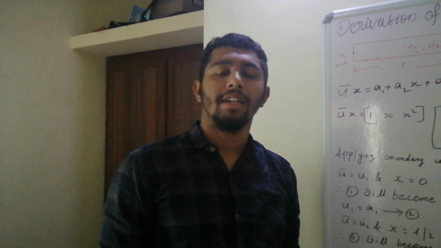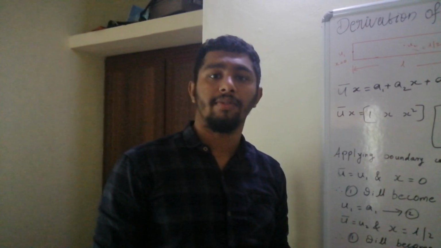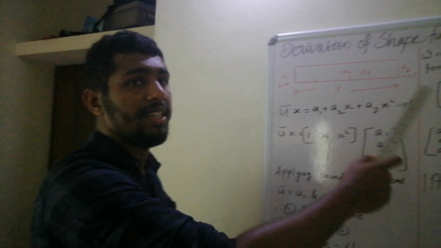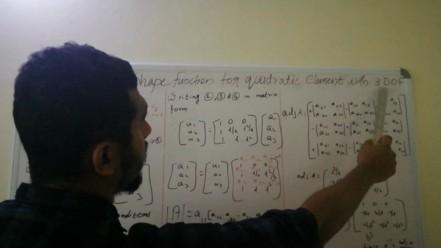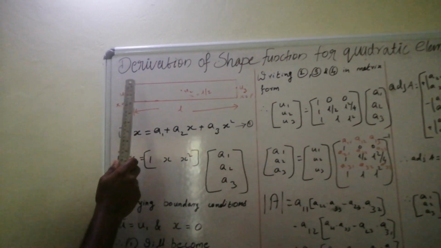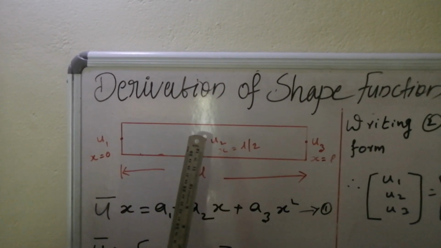Good afternoon, students. In the previous class, we have learned about the shape function and the derivation of the shape function for the quadratic element with 2 degrees of freedom. In today's class, we will see the derivation of the shape function for the quadratic element with 3 degrees of freedom.